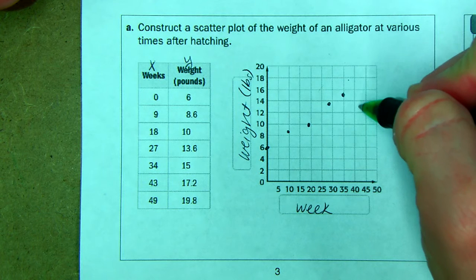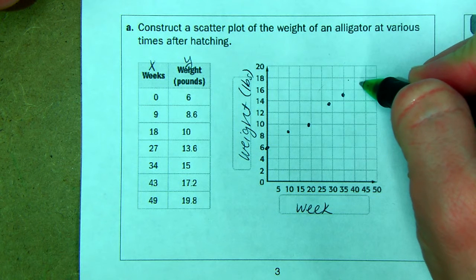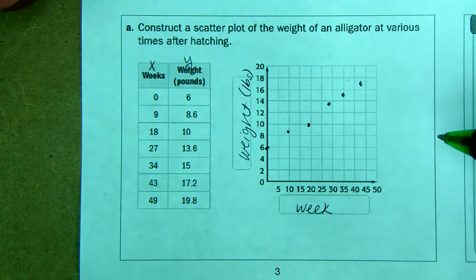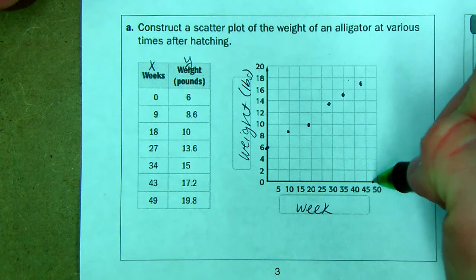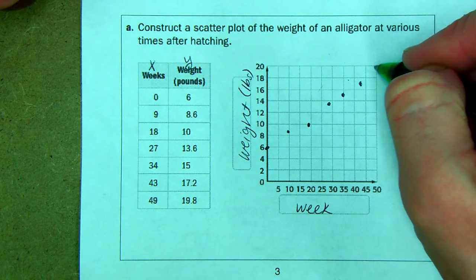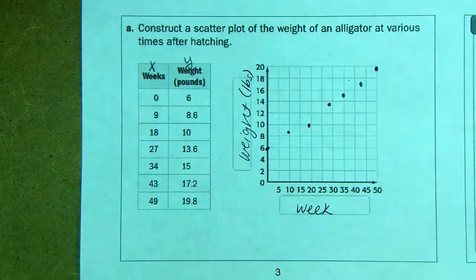And 49 weeks is almost at 20, right there. Okay, so let's look at this. What does that mean? And that makes sense. It makes sense because the older the alligator gets, what happens to his weight? It's increasing. Okay, so we have a couple things we're going to talk about when we plot a scatter plot.